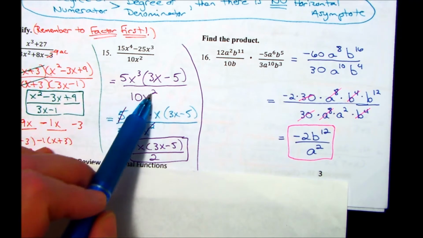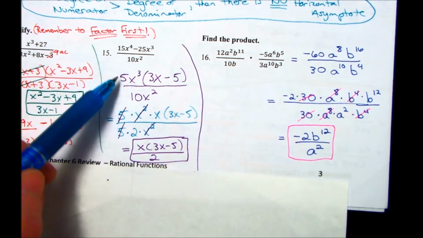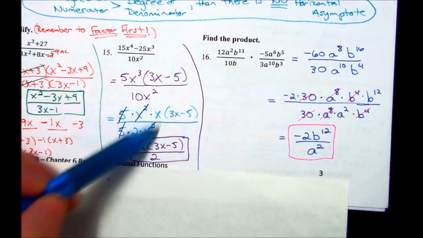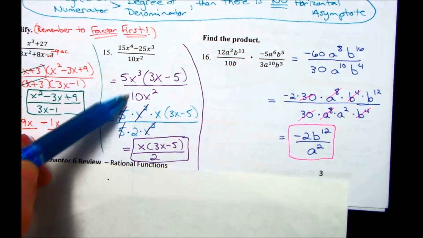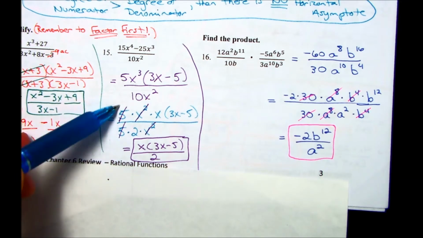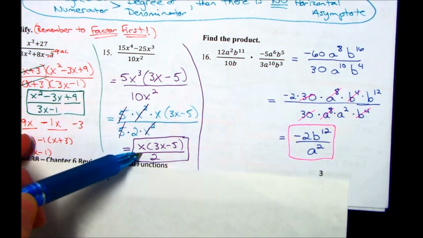I'm going to leave that the same, but then I'm going to factor this out a little bit. You don't necessarily have to work this out completely like I did, but the 5 and the 10 have a factor of 5 in them, so the 5's can be reduced, but there'll still be a factor of 2 left over.